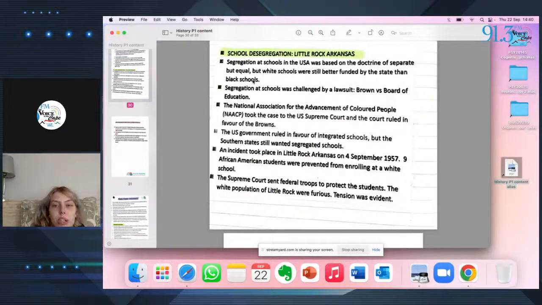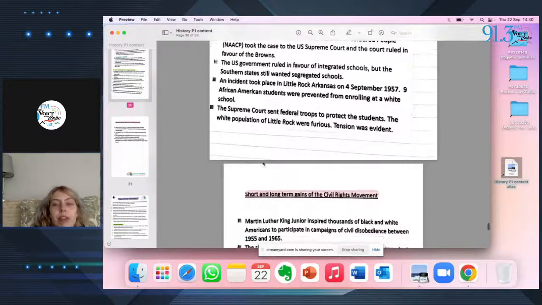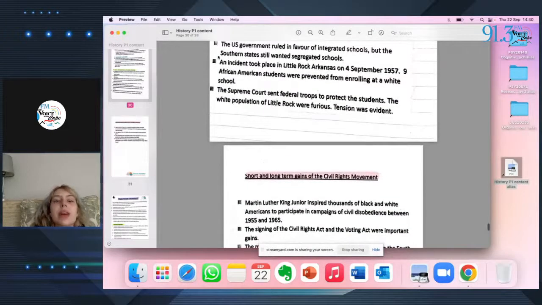Segregation at schools was challenged by a lawsuit, Brown versus the Board of Education. The National Association for the Advancement of Colored People, NAACP, took the case to the U.S. Supreme Court, and the court ruled in favor of the Browns. The U.S. government ruled in favor of integrated schools, but the southern states still wanted to segregate their schools.